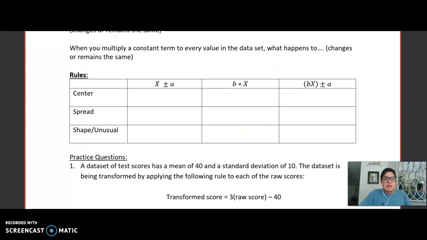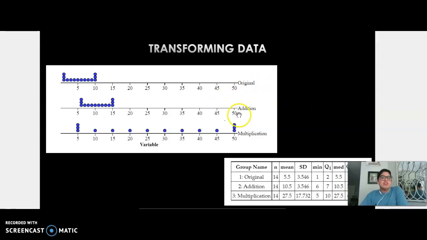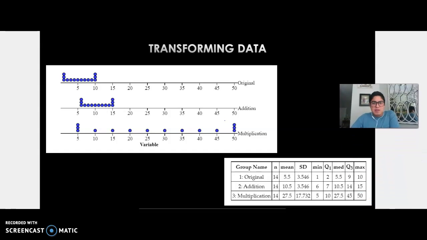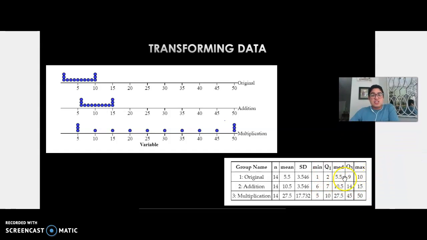I've got some example data here for you, a good old bimodal distribution. I just use the numbers 1 through 10, and you can see my peaks at 1 and 10. This is what happened when I added 5 to each observation in the data set. Here's my original data, and here's the addition of the data. You'll notice that from the original, they still have 14 data points. My mean has increased, my standard deviation stayed the same, and each of my positions has changed by 5.